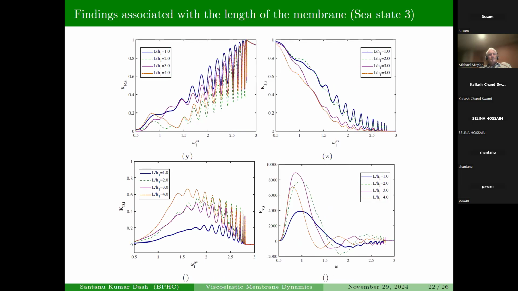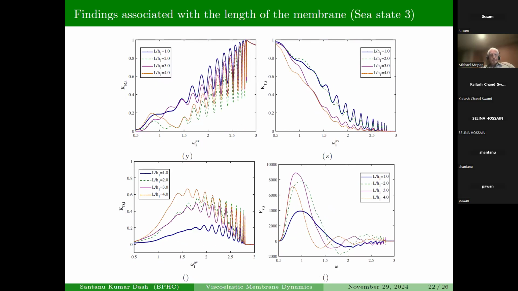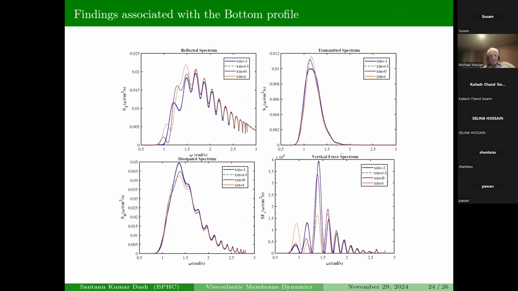And these are the findings associated with the length of the membrane for sea state 3. Effectively, we can see for sea state 3 also, as the length of the membrane increases, the force significantly increases for a short duration, then it significantly decreases due to the enhancement of the dissipation. And the vertical force spectrum is clearly shown in this figure.